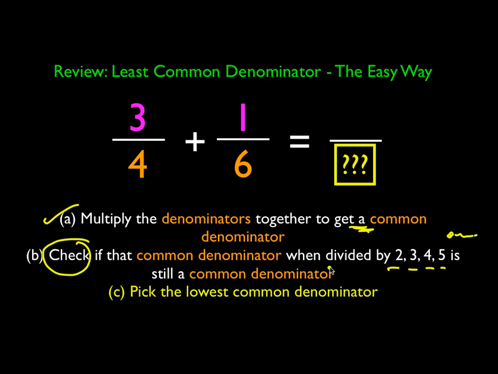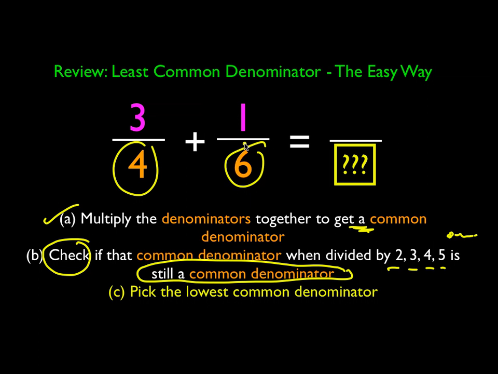You've got to check each of those numbers to see if it's still a common denominator by looking for something that you can multiply both numbers by to get to it, and then pick the lowest of the valid common denominators. So it is just pick the lowest common denominator. So that's the trick. You may have to watch this a couple of times to really get the trick.